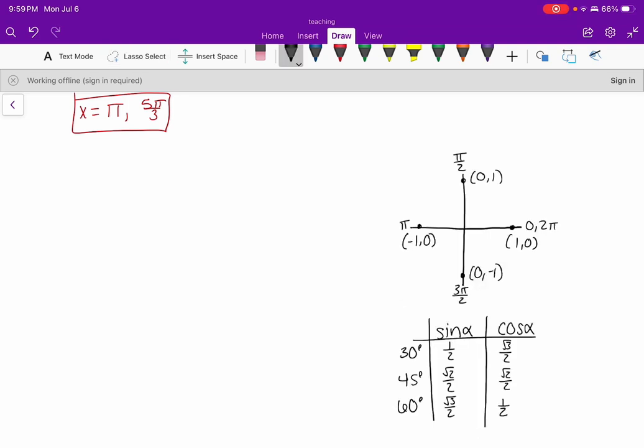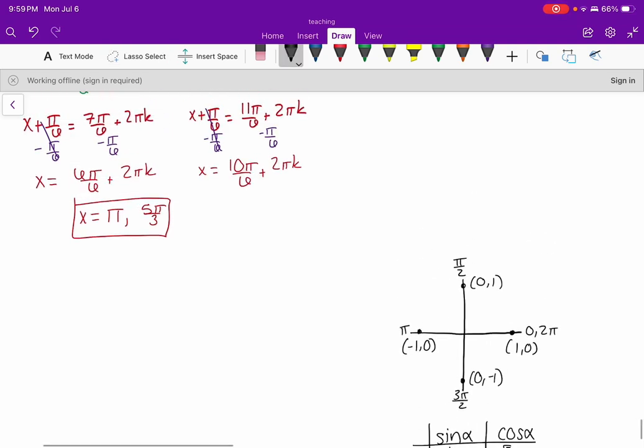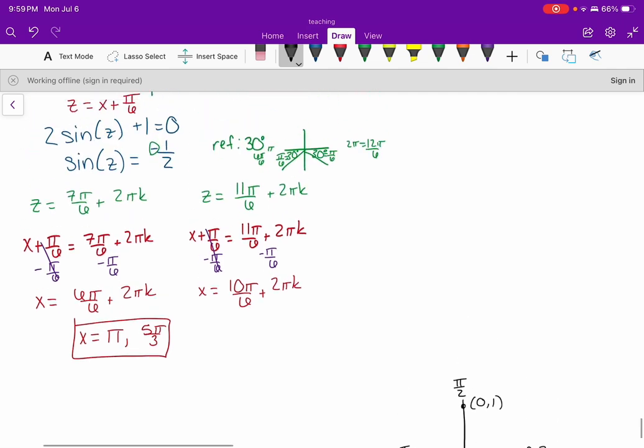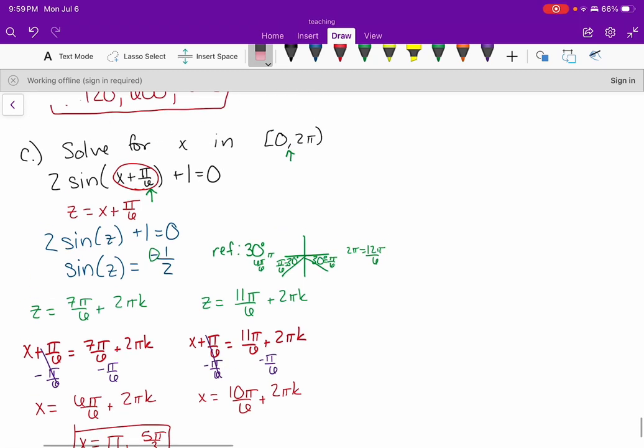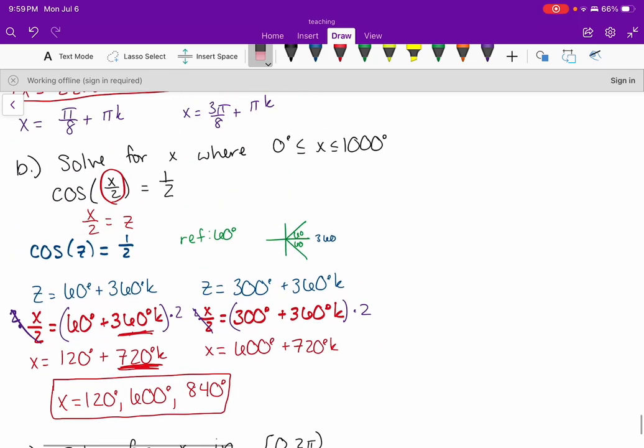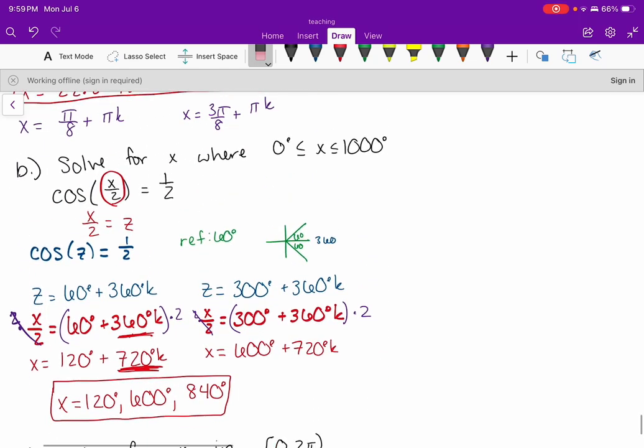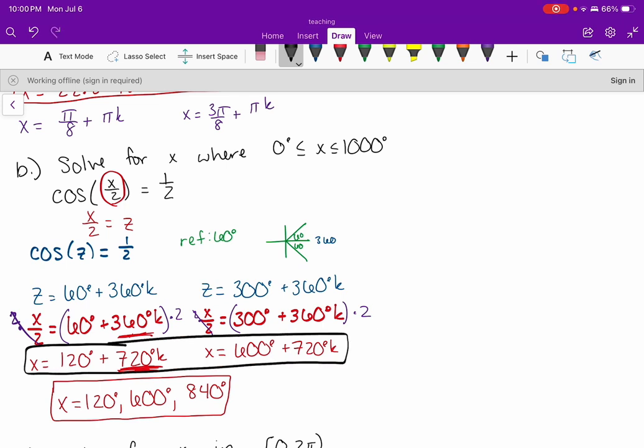Let me make a little note here. If the problem we just did had said for all values, we would have just boxed it in right here. We still could have simplified first, but we would have just left it with the k. Same thing for this one up here, part B. If it had said for all values of x, we would have just boxed it in right here. We wouldn't have had to do that last step of finding all the values in the interval.